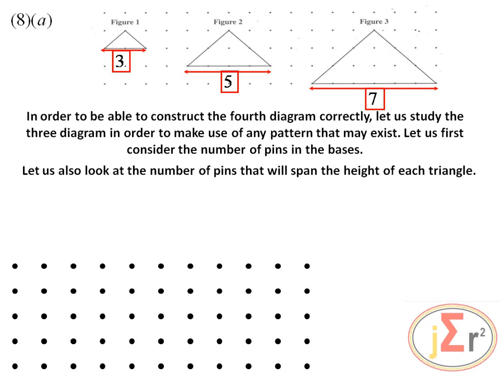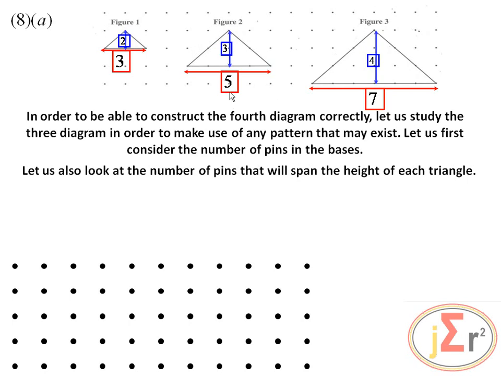Let us also look at the number of pins that will span the height of each triangle. So how many pins do we have from the base to the height? 2 pins. 1, 2, 3 pins there. And we have 1, 2, 3 pins there. Finally, we have 1, 2, 3, 4 pins. So what do we imagine?